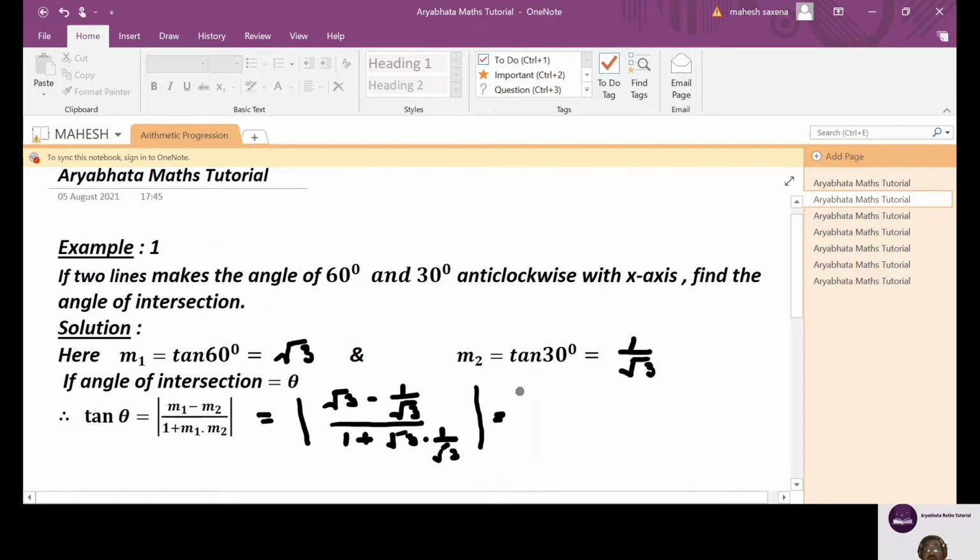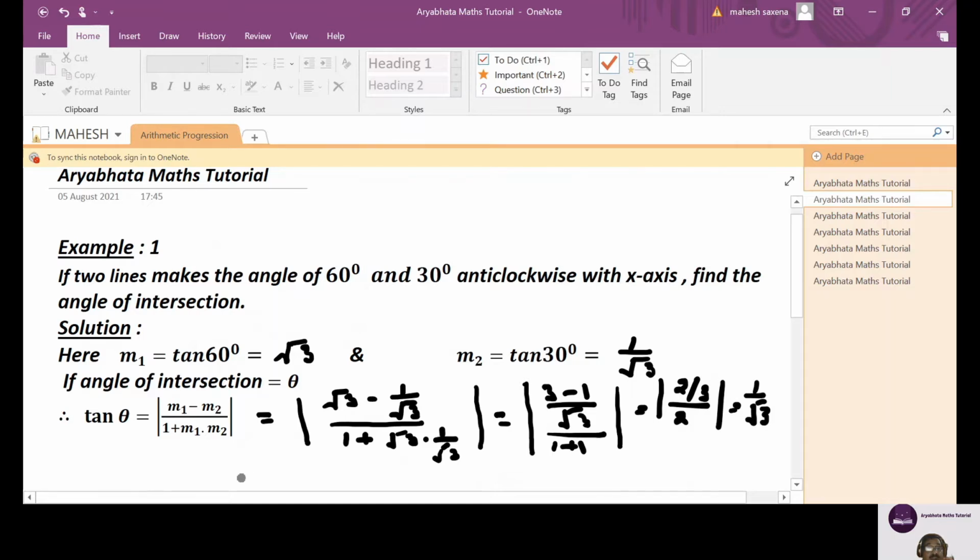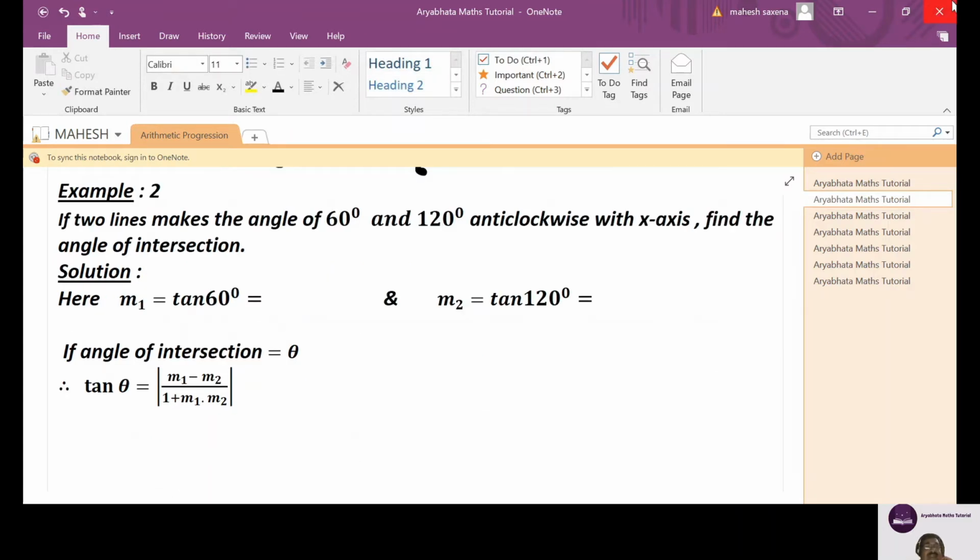Therefore, it is equal to modulus of 3 minus 1 upon root 3 divided by 1 plus 1. That is modulus of 2 upon root 3 upon 2, that is equal to 1 upon root 3. Therefore, theta is equal to 30 degree or pi by 6. Therefore, the angle between these two lines is 30 degree or pi by 6. Now we take the second example.